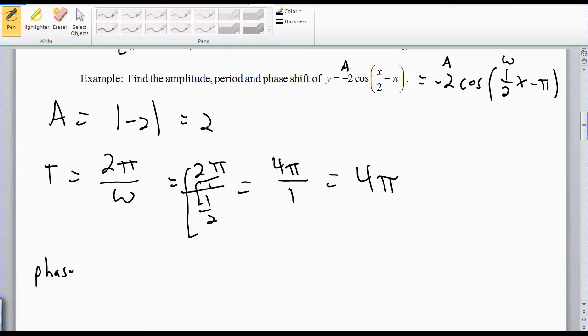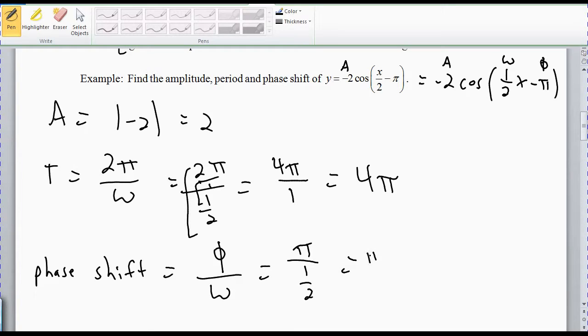And then phase shift, we're just going to use phi over omega. And this is our phi, which is pi. Then our omega, once again, is 1/2. And if you want to do it this way, you can. You do pi divided by 1/2, which is the same as pi times 2 over 1, which is the same as 2 pi. And that's the answer to that question.